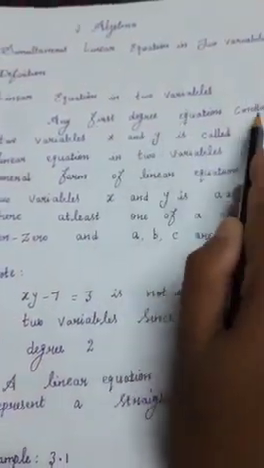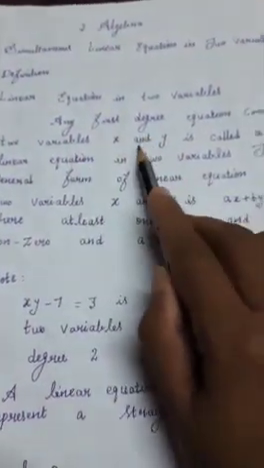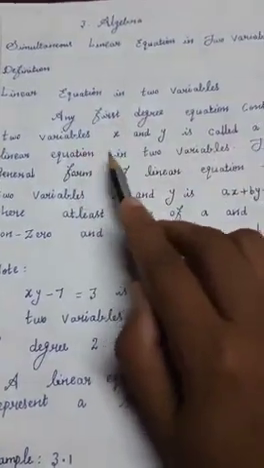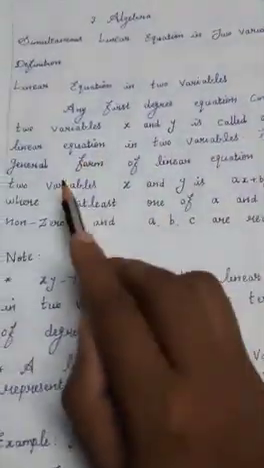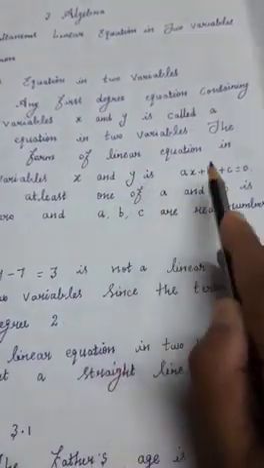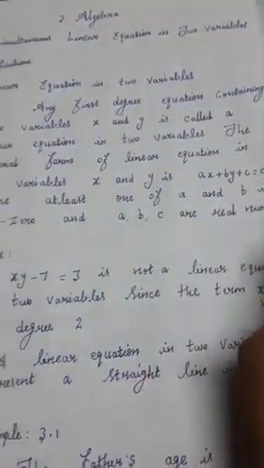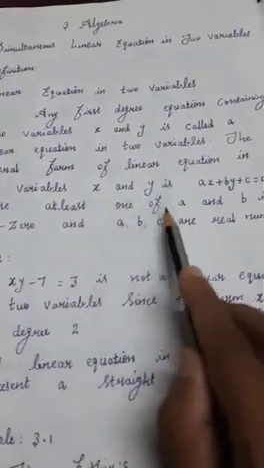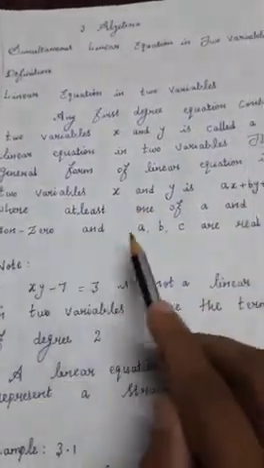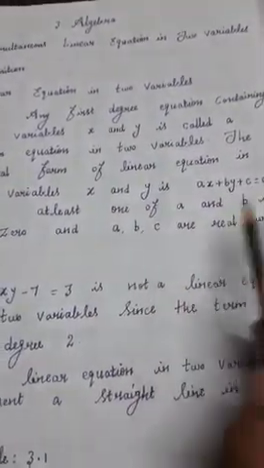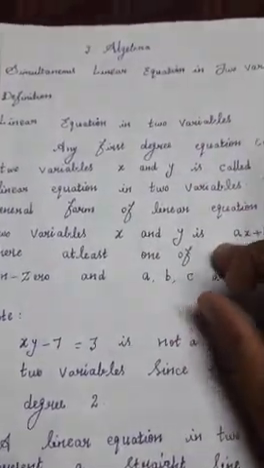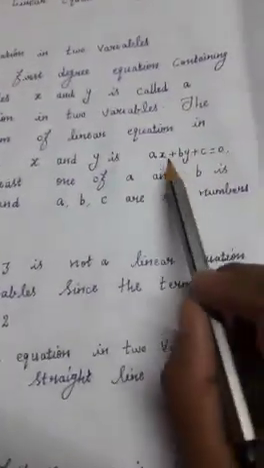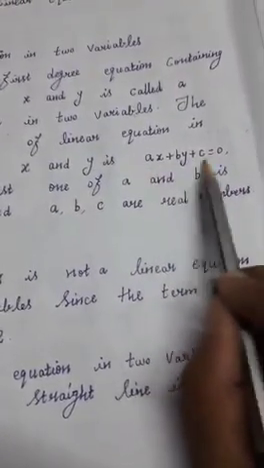Any first degree equation containing two variables x and y is called a linear equation in two variables. The general form of a linear equation in two variables x and y is ax plus by plus c equal to 0, where at least one of a and b is non-zero and a, b, c are real numbers. Okay, so already we learned the definition. This is the general form of a linear equation in two variables.